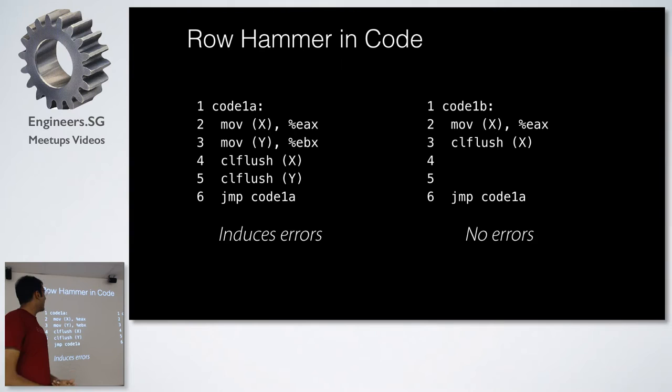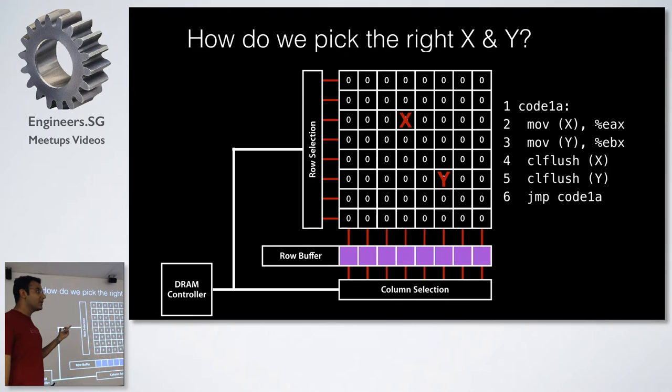Question: how do you pick the right X and Y? This is actually very hard to pick because of virtual memory; we don't have access to the real memory. How do you know that X and Y are in the same chip, in the same array, in the same fashion, and that they're actually going to activate two different rows?